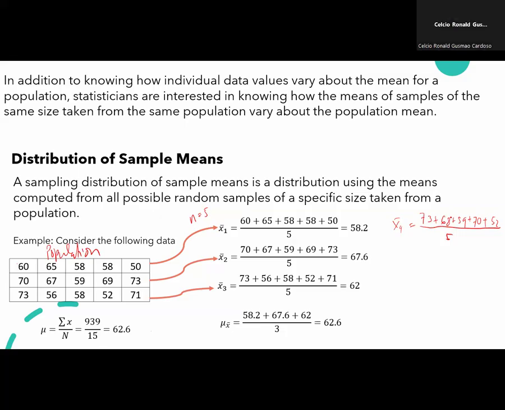Wait, teacher. I chose 58, not 68. Oh, 58? We don't have any 68. Yes, teacher. So 73, 58, 59, 70, and then 52, okay? So 73 plus 58 plus 59 plus 70 plus 52 divided by 5. So you get about 62.4.